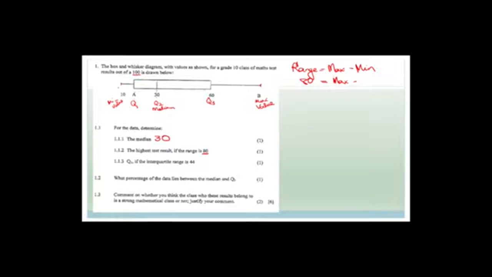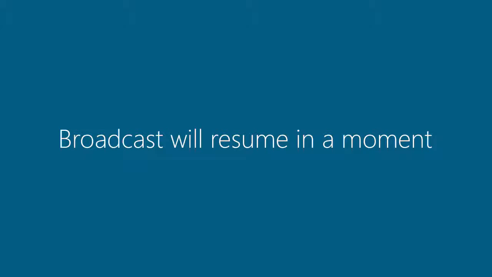Next, it says, what is the highest test result if the range is 80? Now the range is always the maximum value minus the minimum value. They've told us the range is 80, and we want to work out what the maximum value is. The minimum is 10. So if we take that across, we can find out the maximum value is 90. So I can fill that in there, 90. Isn't that nice?